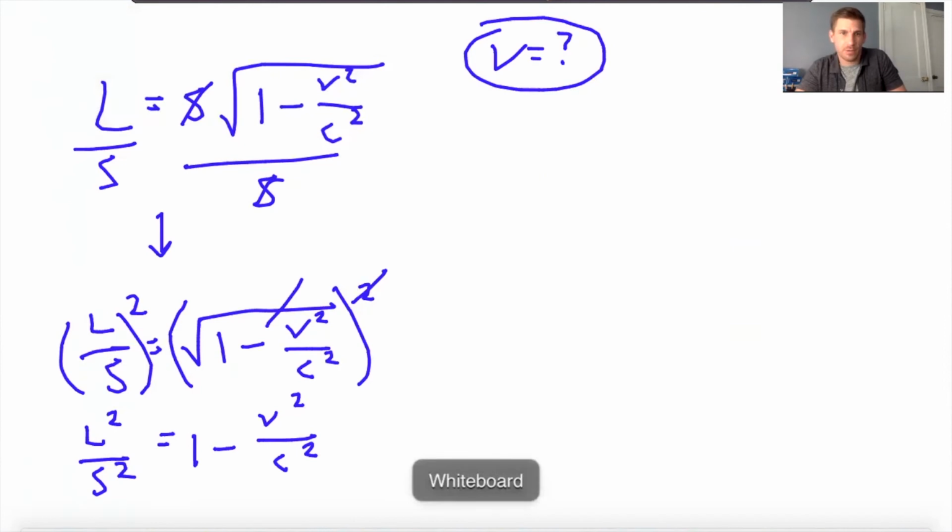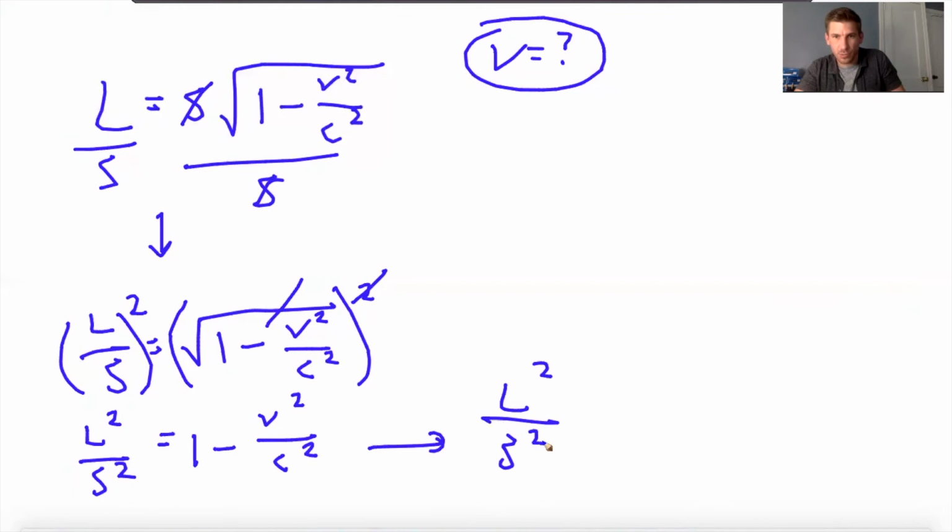So here I go, and this is what I have, which means I now have to bring this minus over here. So I'm going to do L squared over S squared, and I'm going to subtract 1 on both sides. And then this will equal minus V squared over C squared. Remember, the minus stays for this side. Oh, sorry, didn't mean to do that.